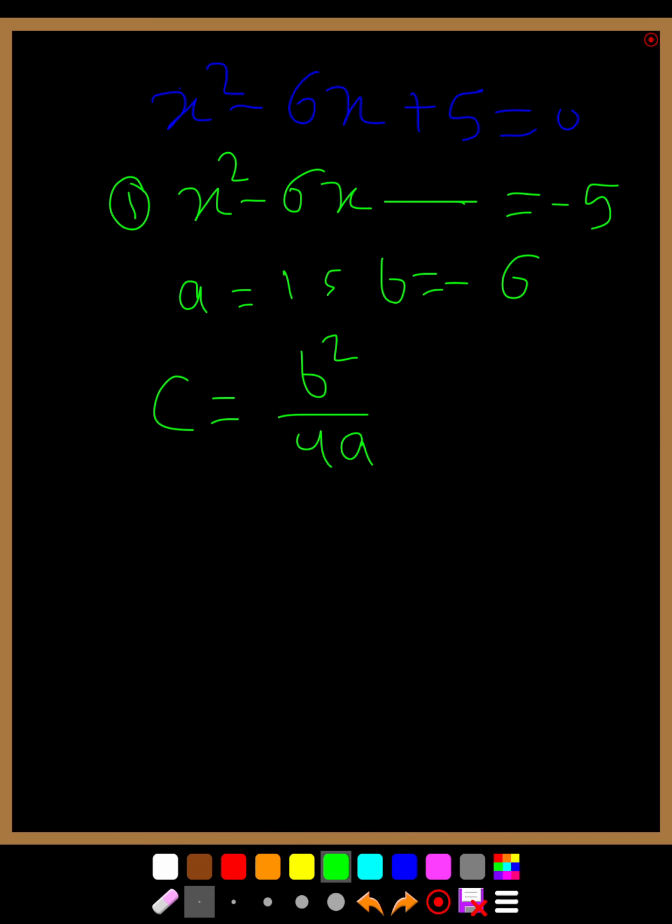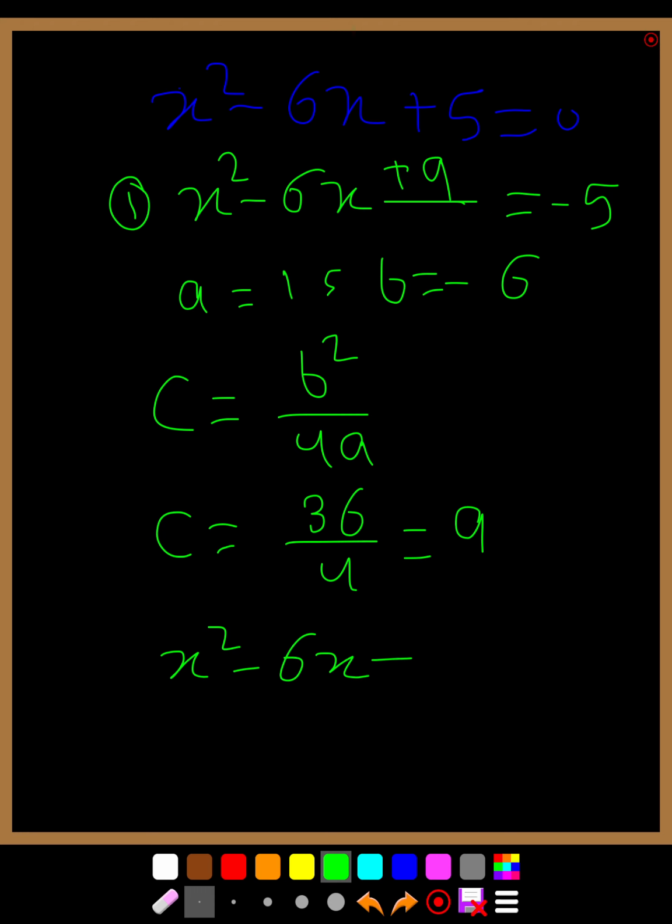So the c equals b power 2. What is the b here? It will be minus 6. Power 2 is 36, over 4 times a. 4 times 1 is 4. What is the c here? It will be 9. So here plus 9. And whatever you put here plus 9, you should do on the other side. So x power 2 minus 6x plus 9 equals minus 5 plus 9.